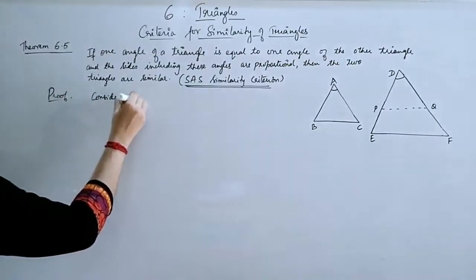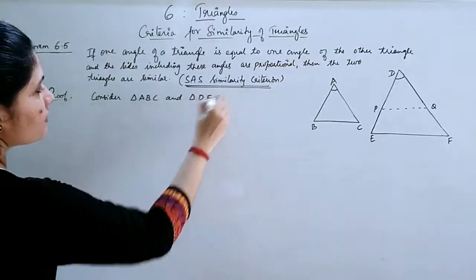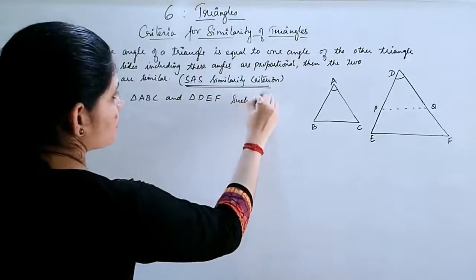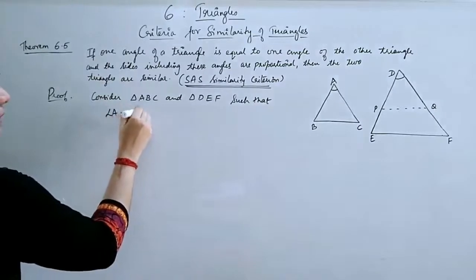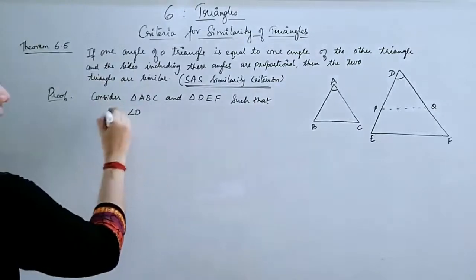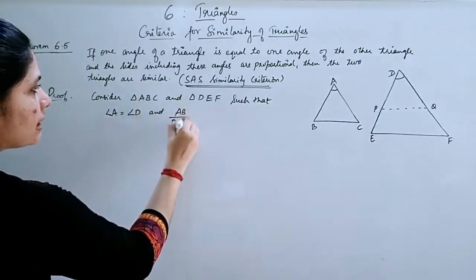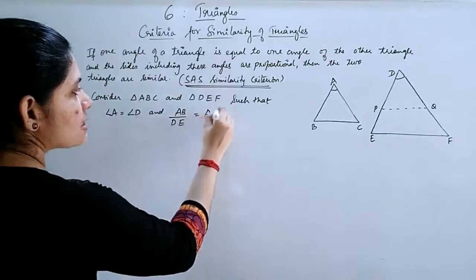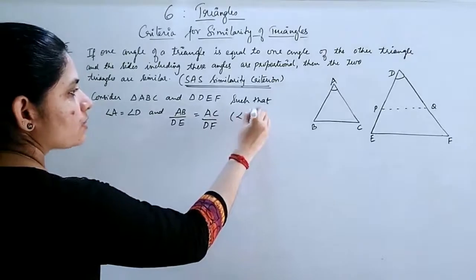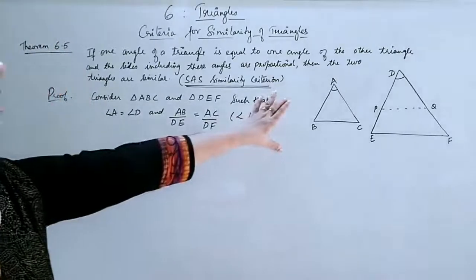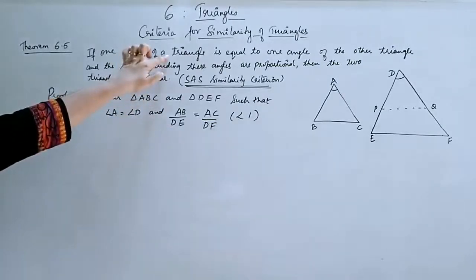Consider triangle ABC and triangle DEF such that angle A is equal to angle D and AB divided by DE is equal to AC by DF. And this fraction will also be less than 1 because we have taken ABC to be a smaller triangle than DEF. These are the two conditions given in the question itself.